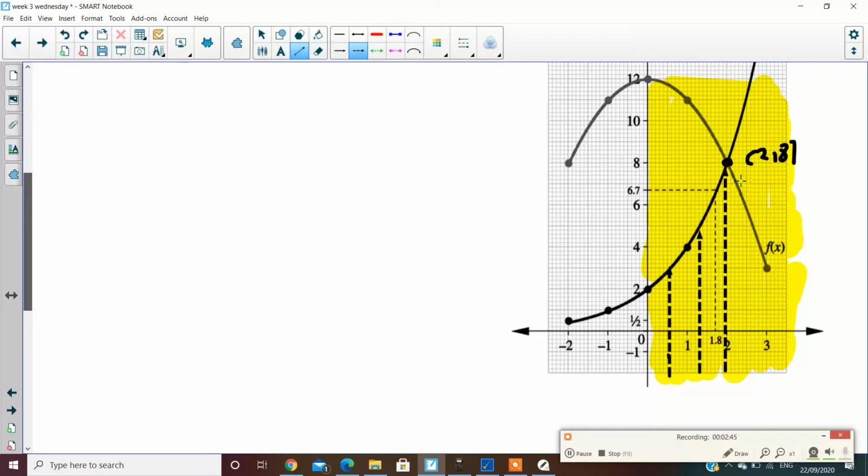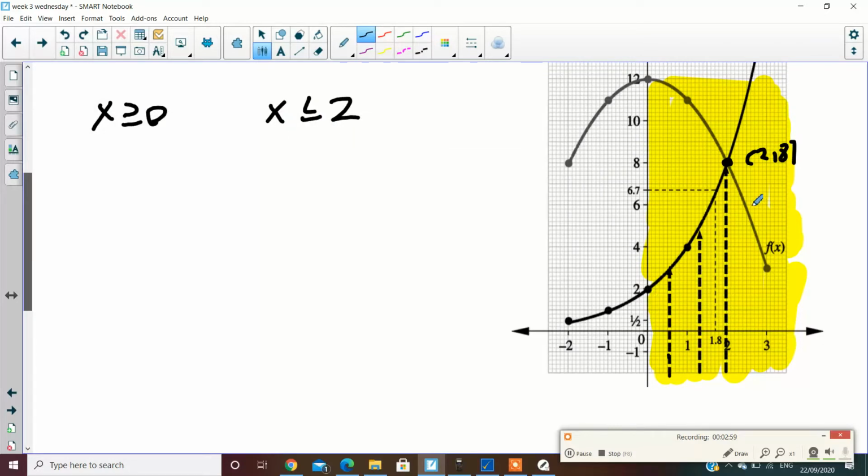When does that stop? Stops at x equals 2. So in between 0 and less than or equal to 2, the g of x line is smaller than the f of x line, because you hit it first when you start from the bottom. Is that all right? How would you present this answer? 0 less than or equal to x less than or equal to 2.